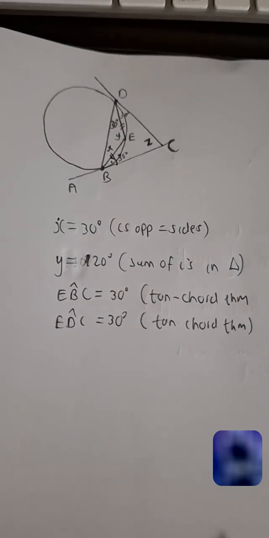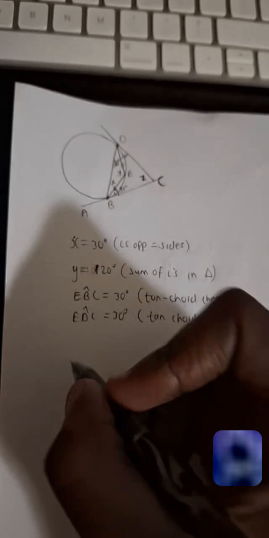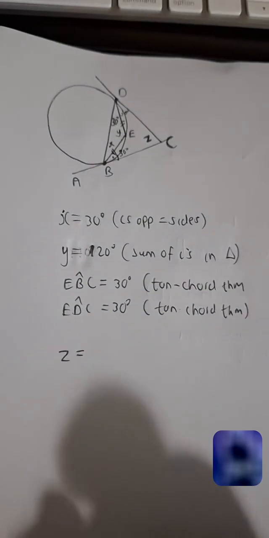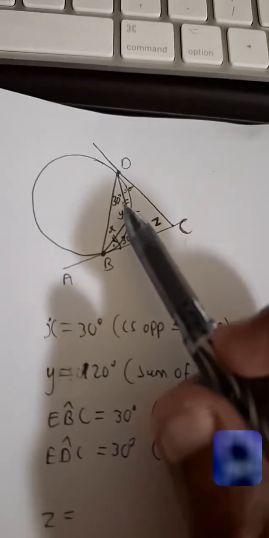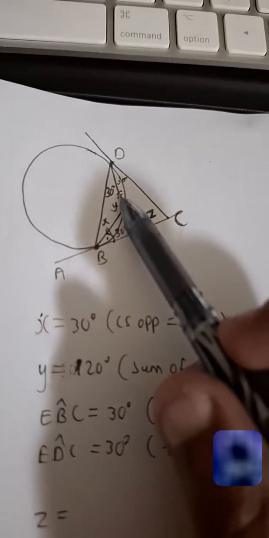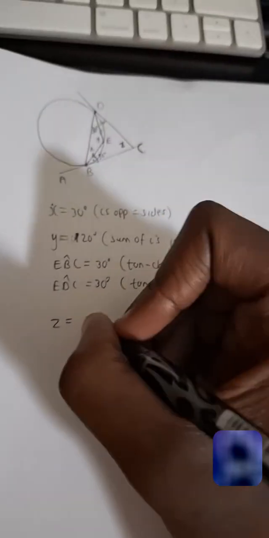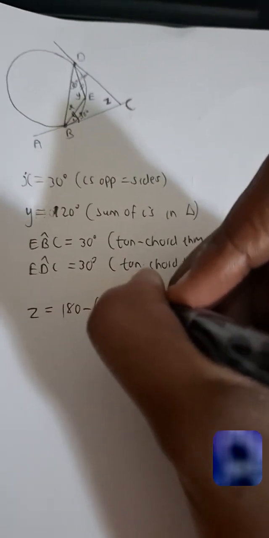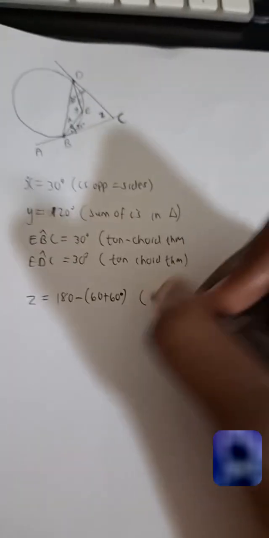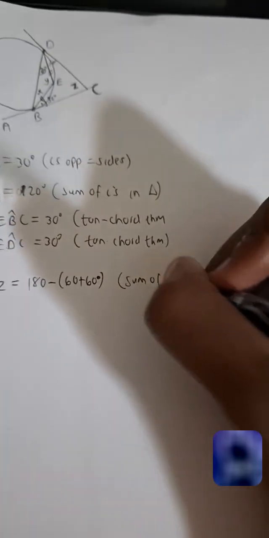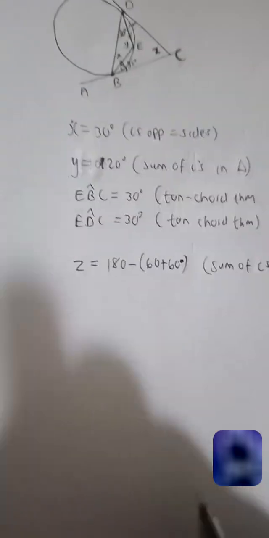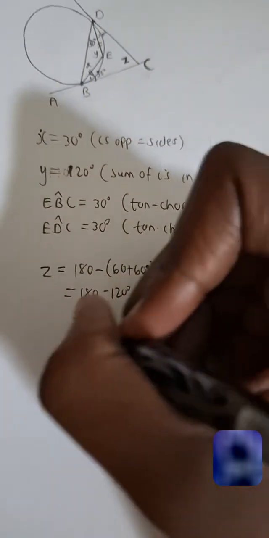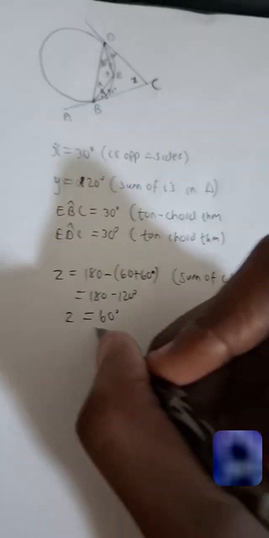Then we need that Z. Angle Z, we can find it by the sum of angles of a triangle. So 180 minus 60 plus 60. That's 180 minus 120, which is equal to 60 degrees.